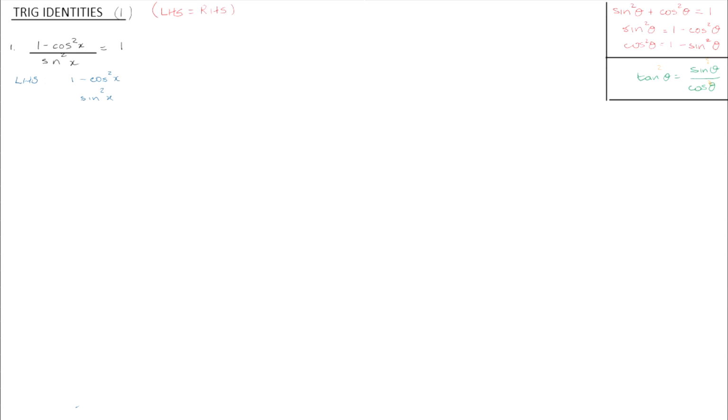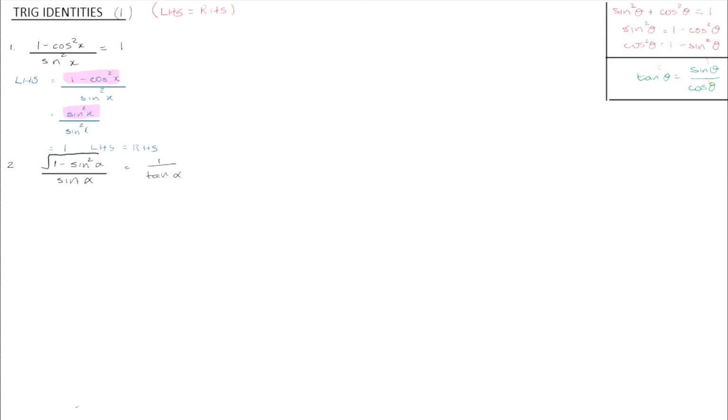Right. So my left-hand side is that. I can see that 1 minus cos squared can be written as sine squared. Put it over the original sine squared, and they cancel down and give me 1, and the left-hand side equals the right-hand side. So let's get the lines sorted out and the colors sorted out.